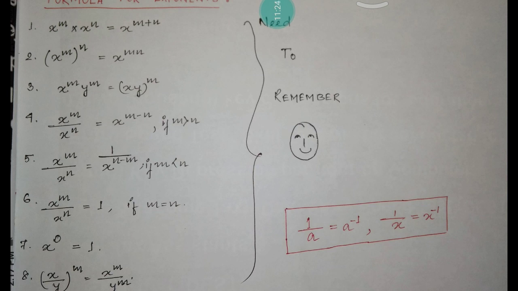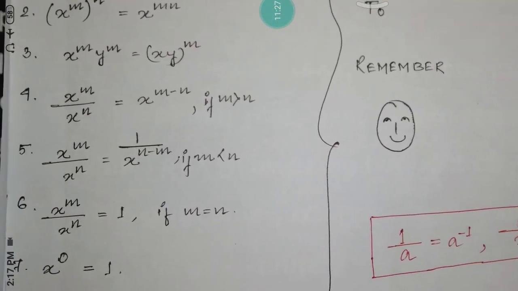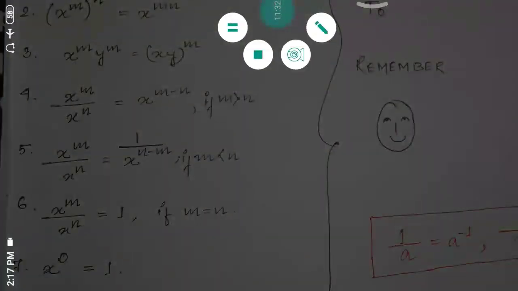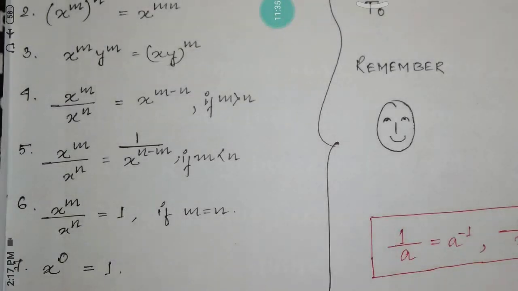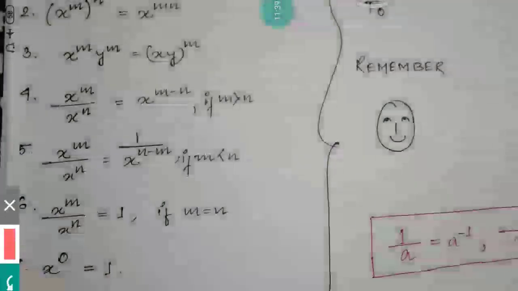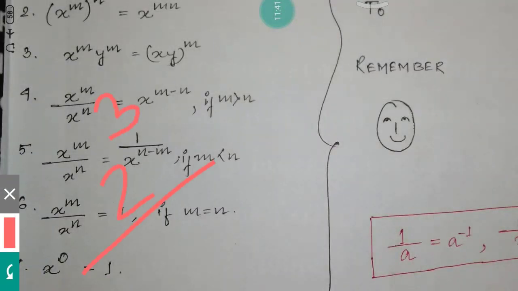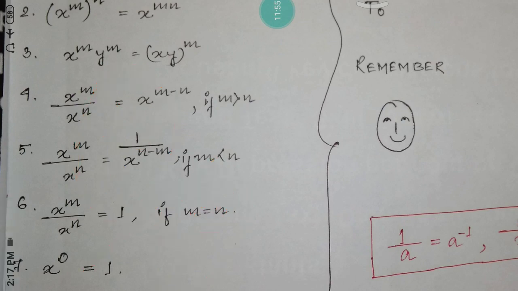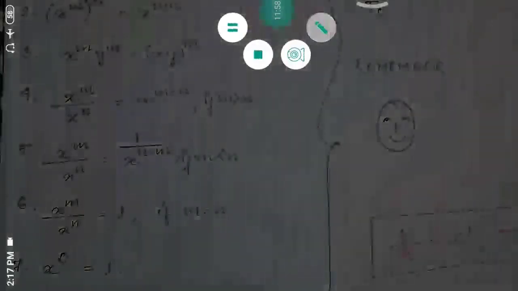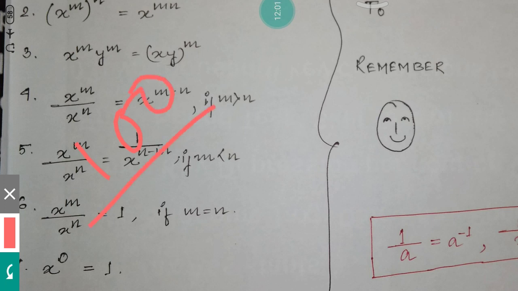Now see 6 number. If x power m by x power n, it will be equal to 1 if m is equal to n. See here, suppose it is given 2 cube and 2 cube. These two are already the same because x is given. If the exponents are also the same, then the numerator and denominator are the same. If two same numbers are divided, what will be your answer? Suppose you divide 100 by 100, what will be the answer? This all gets cancelled, it will be 1.